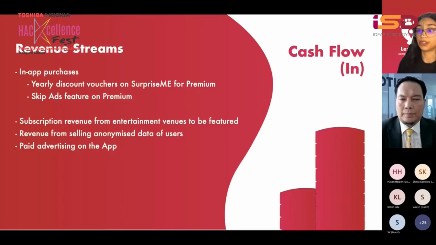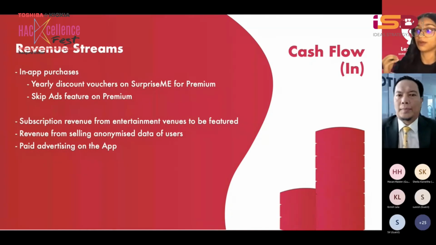Here we're looking at in-app purchases like the annual premium payment. And it's important to note that the app of this kind collects significant data from registered users. Revenue can be made by selling this anonymized data to data buyers. Another obvious method of revenue is through paid advertising on the app. And lastly, there's a subscription fee to be paid by entertainment venues that are featured on the app itself. Basically, a lot of money and various streams of income.